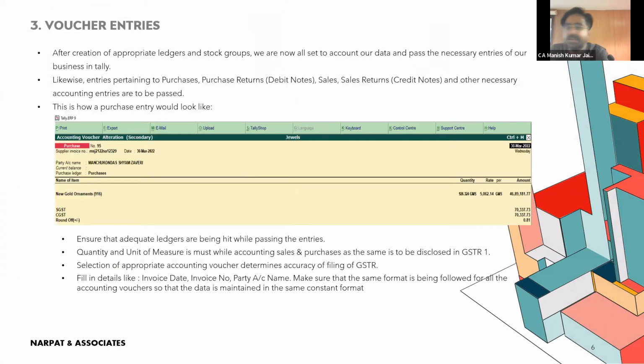After creating appropriate ledgers and stock items, now we are set to pass necessary entries in our business in Tally. Mostly in all businesses, common entries will be purchase returns, sale returns, advance entries if we get any advance, if we pay any advance payments, and likewise.